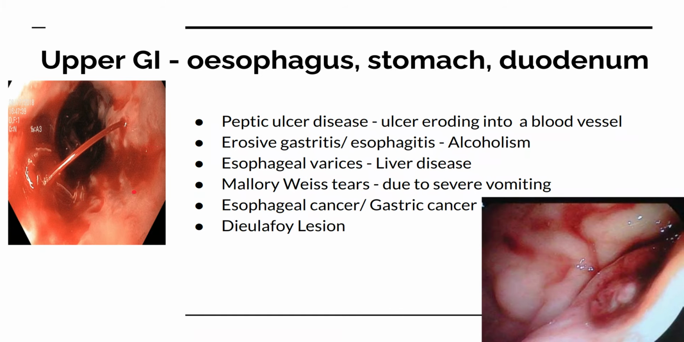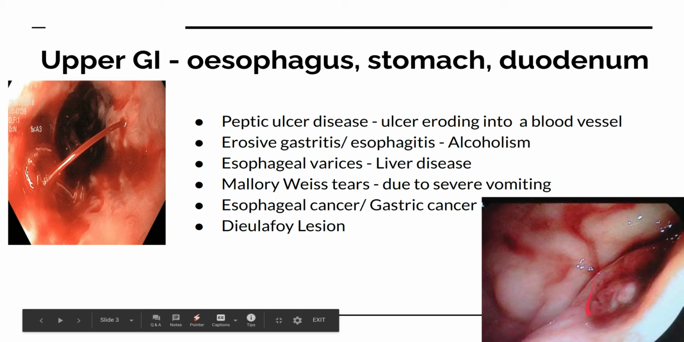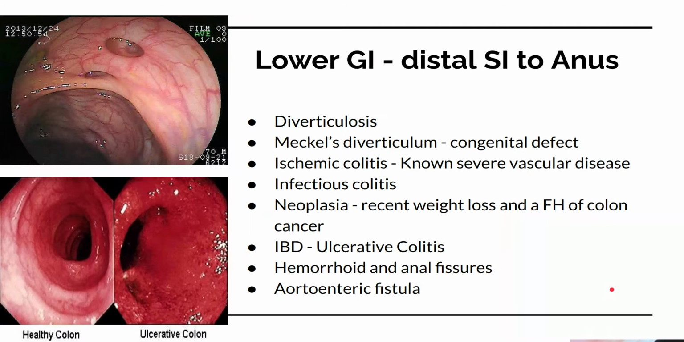And due to severe vomiting, the junction between the stomach and the esophagus can tear, and this is called Mallory-Weiss tears, and this can lead to bleeding in the upper GI tract as well. And esophageal cancer, gastric cancer, and also finally, Dieulafoy lesion, which is a bleeding of an arteriole in the submucosa of the stomach. And here you can see on the right side, peptic ulcer disease. This is the ulcer, and the erosion of this ulcer can lead to bleeding.